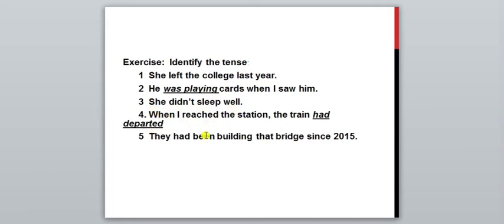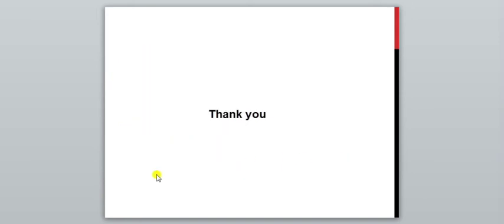Fourth one, when I reached the station, the train had departed. I underline had departed. Means you have to find out by taking the reference of these both words the tense of the sentence. Fifth, they had been building that bridge since 2015. See, as I told you, when you use since, at that time you have to show the particular time.